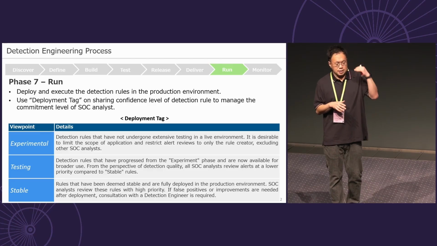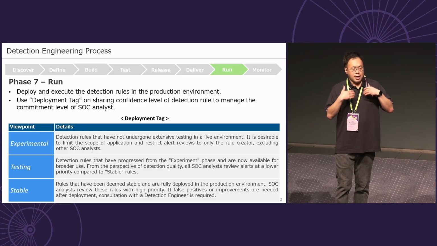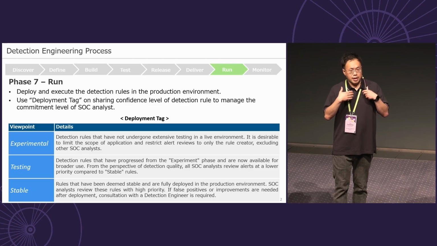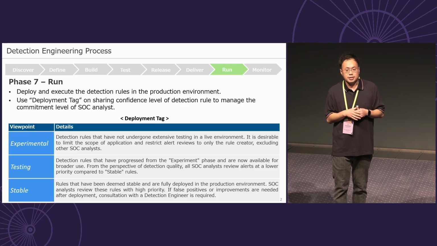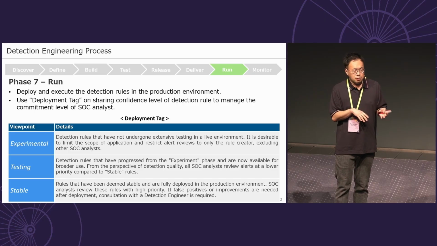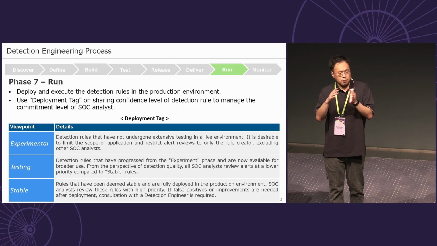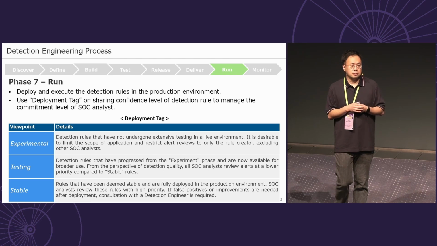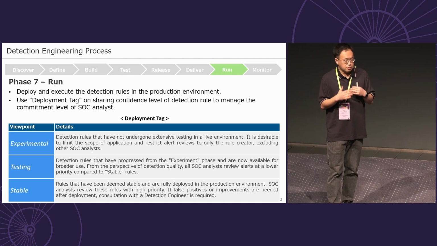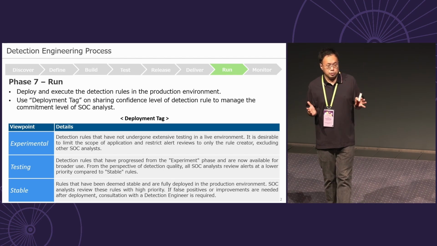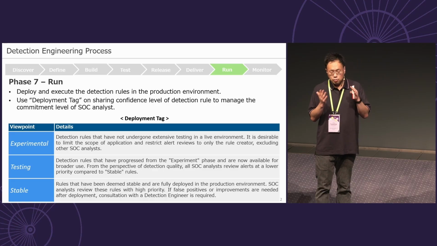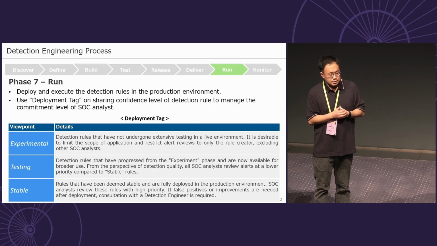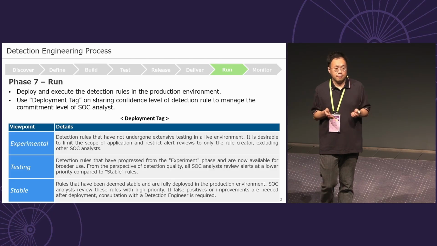So basically, this deployment tag design is a kind of announcement of the commitment of the SOC analysts. If it's experimental, we'd like to avoid the workload, so maybe only 1 or 2% review it. So we'd like to categorize the code, and we'd like to assign the commitment level. So this is the important portion of the run phase.